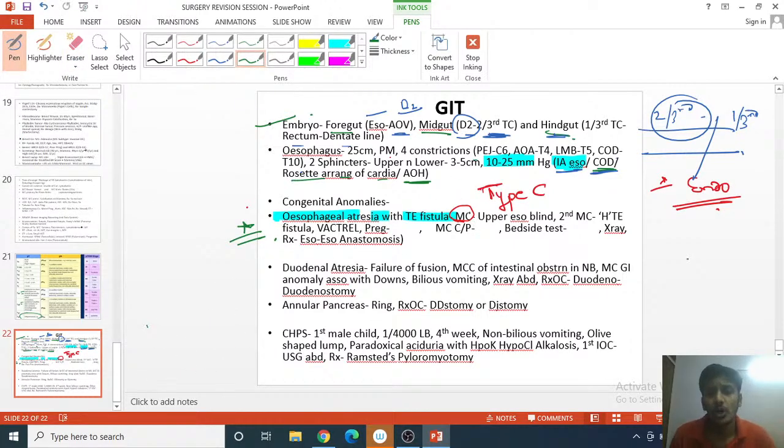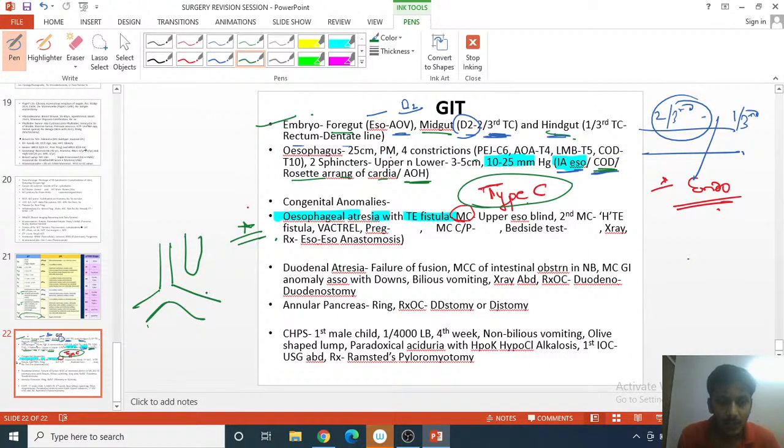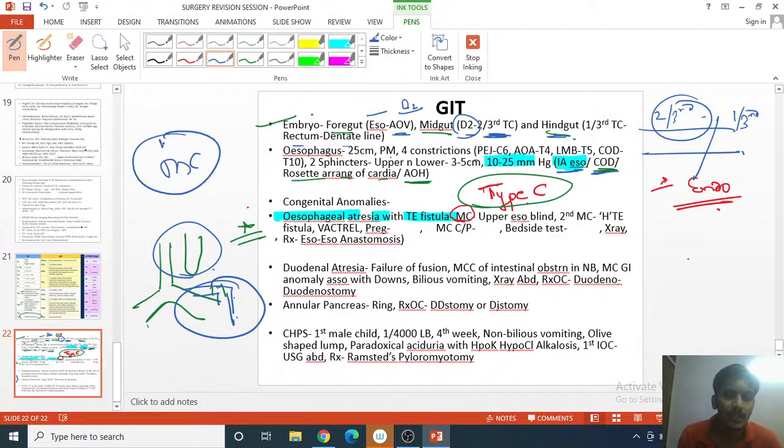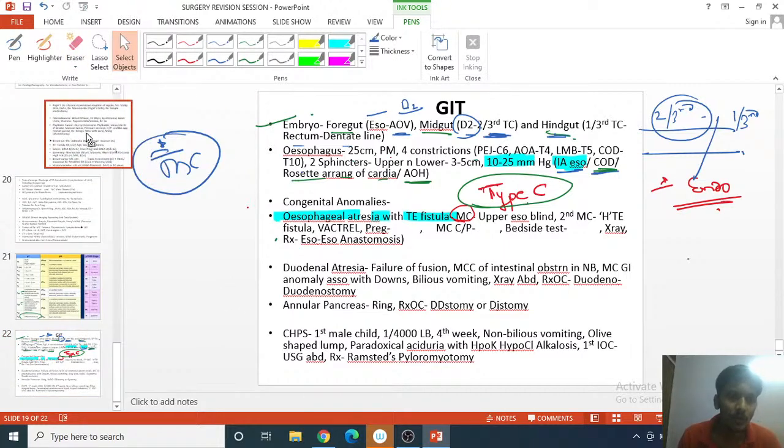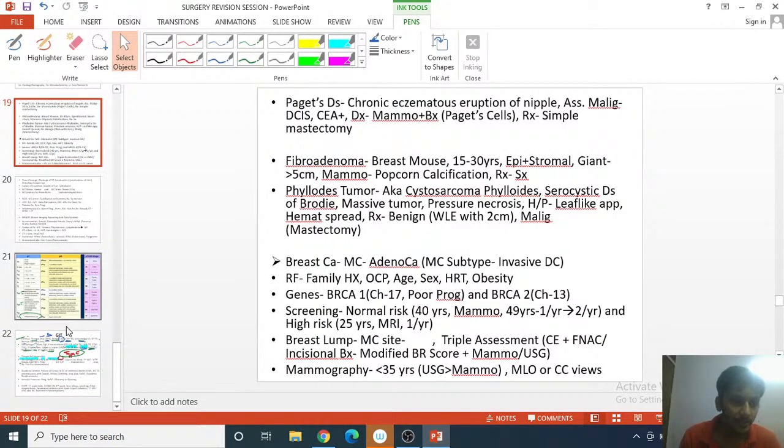Moving further, the most common type I've already told you, it is type C. So what happens in type C? The upper esophagus is blind whereas the lower esophagus communicates with your trachea. The lower esophagus will form a fistula with the trachea. So this is type C, which is the most common type of tracheoesophageal fistula. Please remember, which is the most common? Type C, where the upper esophagus is blind and the lower esophagus communicates with the trachea.